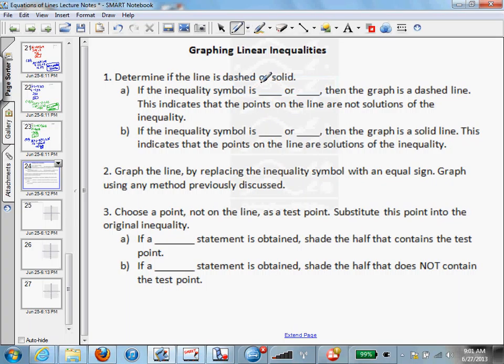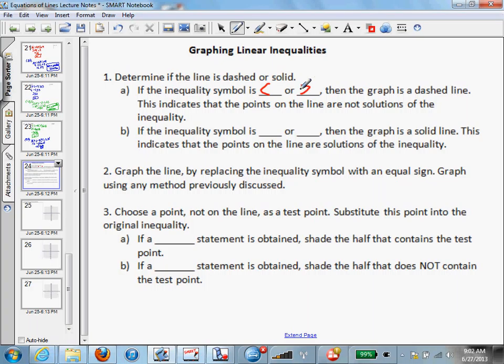For our purposes, if the inequality symbol is less than or greater than, then the graph is dashed. This indicates that the points on the line are not solutions of the inequality. Notice there's no equal to.